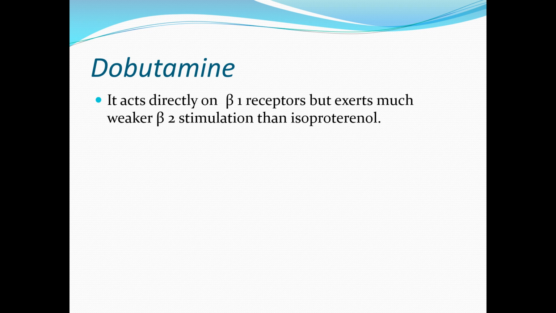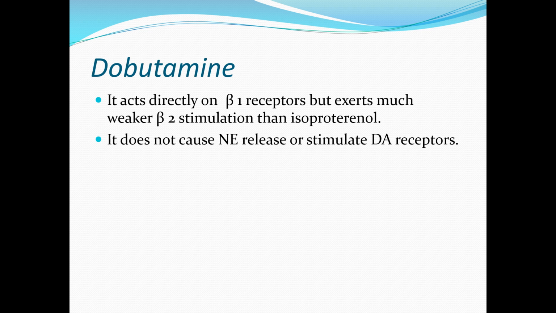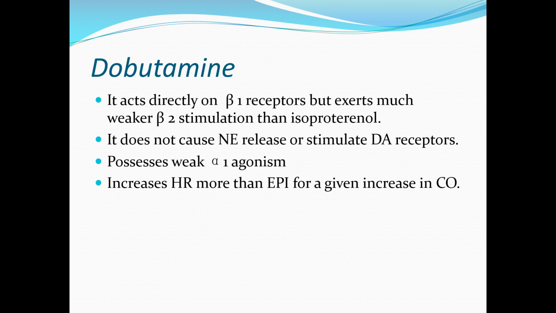Dobutamine, things that you almost never will use, but there are still some test questions about it. It acts directly on beta 1 receptors, but exerts much weaker beta 2 stimulation than isoproterenol. So similar to isoproterenol, but more beta 1 specific. Doesn't cause norepinephrine release or stimulate dopamine receptors. Has a weak alpha 1 agonism.